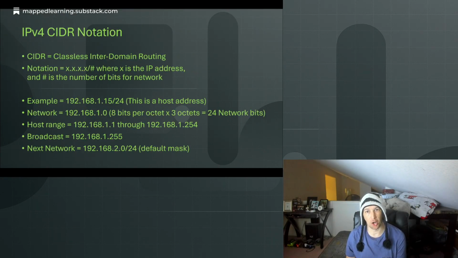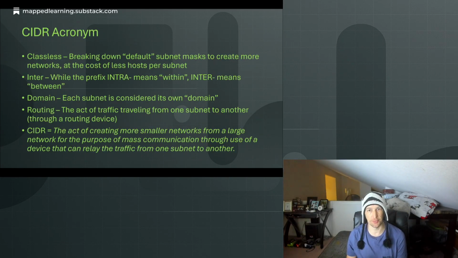So this is the slide where I left off in the IPv4 video with the CIDR notation. And I said at the end of that video that when I talked about subnetting, I would describe exactly what CIDR means. And that is what I'm going to do now. Every word in the CIDR notation means something specific. The C stands for classless. And what that means is we are breaking down the default subnet masks to create more networks at the cost of less hosts per subnet.